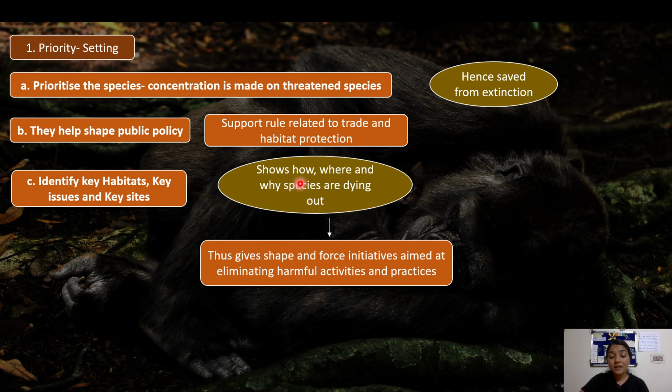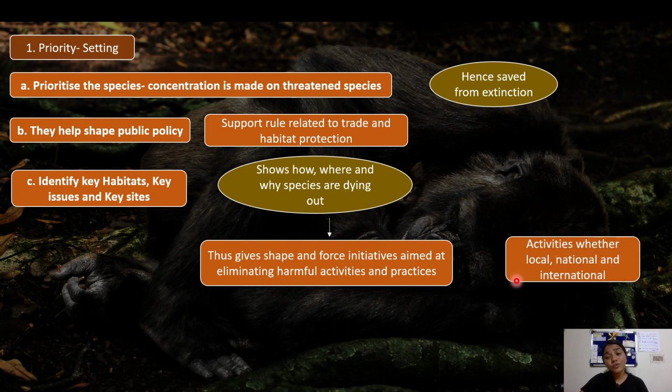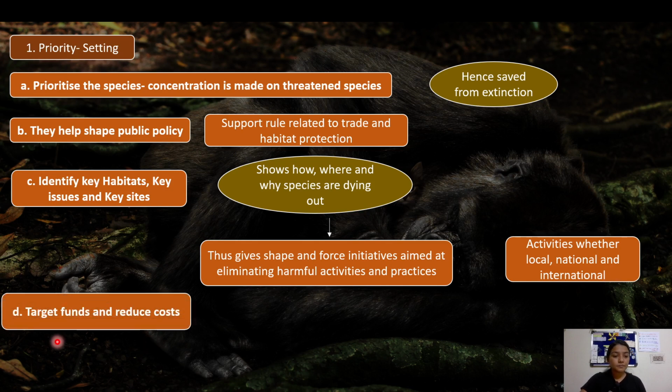So once the analysis is obtained, once we know the reasons because of which the species are dying out, initiatives will be taken to eliminate those harmful activities. These activities will be performed at the local level, national level and international level, but whatever initiative is taken will be in favor of protecting that organism.